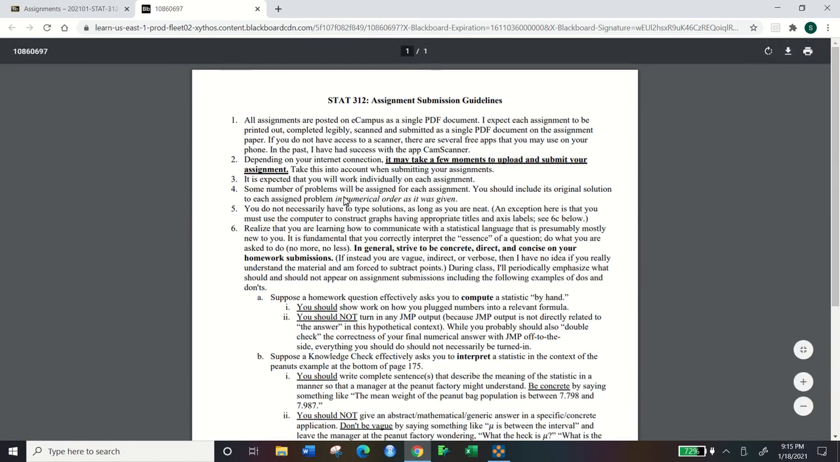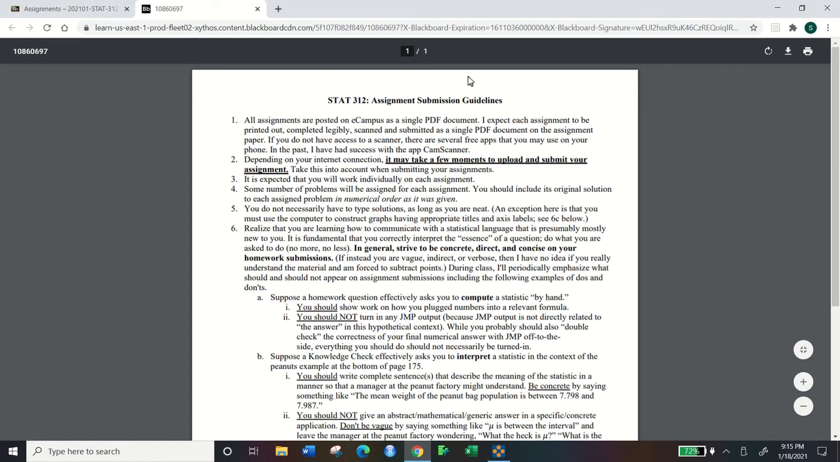Big thing, of course, is that I give you your assignments as a single PDF document, and I will expect you to print the assignment out, complete it legibly, scan it, and submit it as a single PDF document. If you have the software on your computer where you have a touchscreen computer and a pen and you want to do your homework that way, that's fine. The big thing is that your assignment is returned to me as a single PDF document.